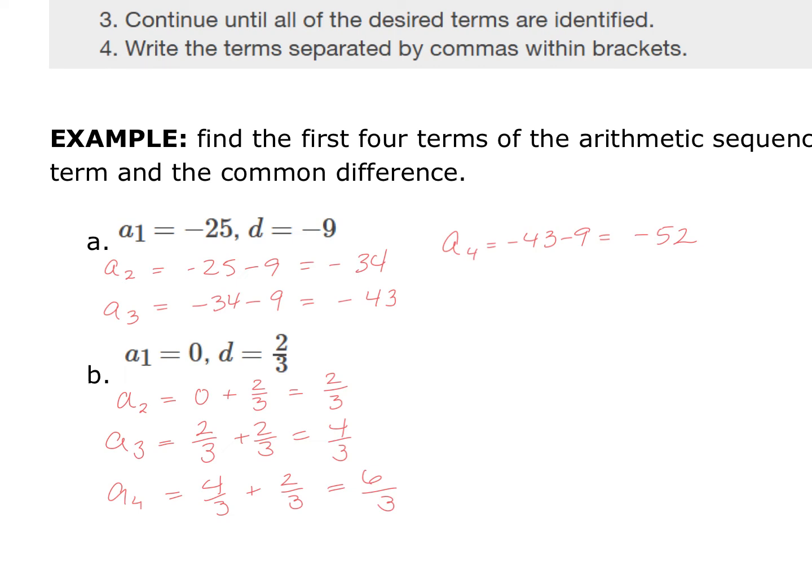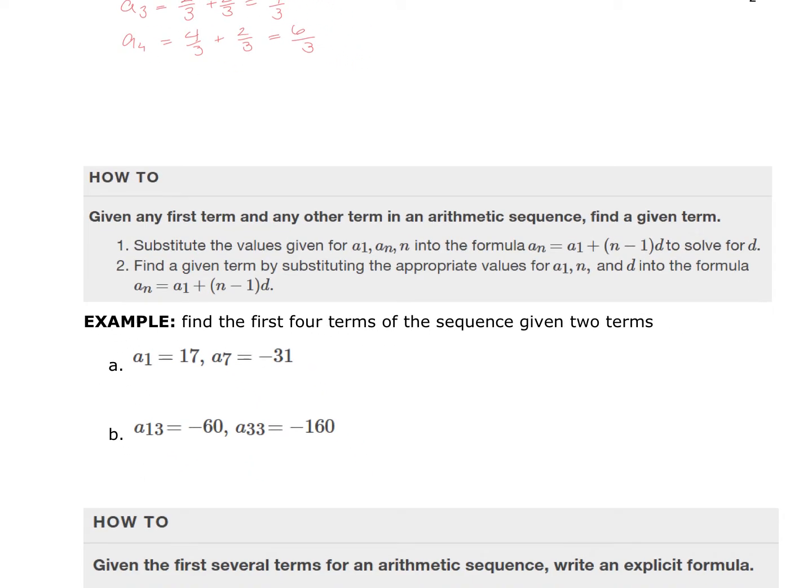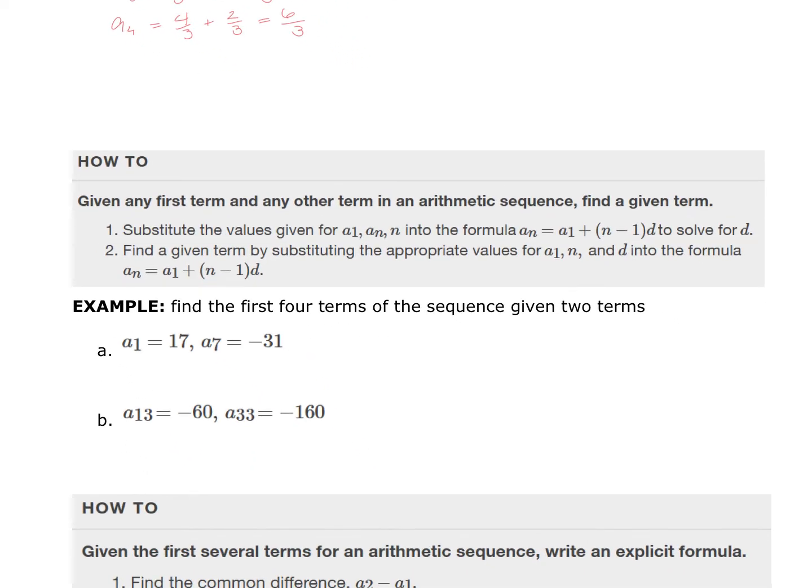Now, if I wanted to jump to the 10th term, I am not going to write all these out. Instead, what I'm going to do is probably find the explicit or closed formula. So how do we do this? Well, the way that we do this is we figure out what a sub 1 is, and then it's going to be plus, here's the formula, plus n minus 1 times d.